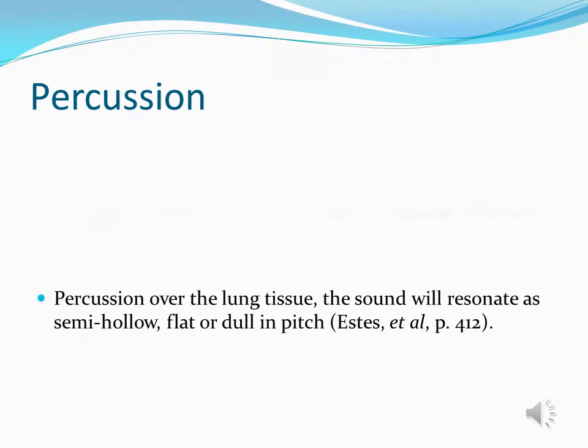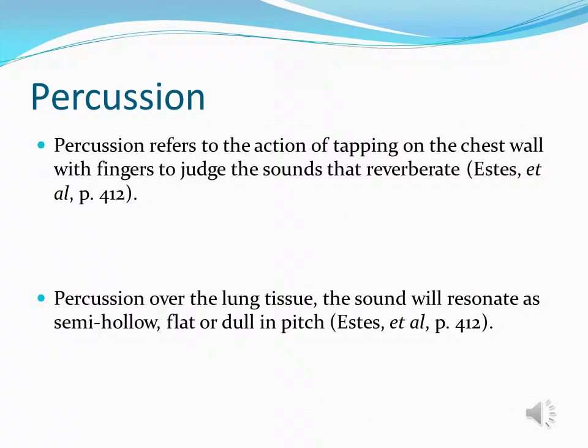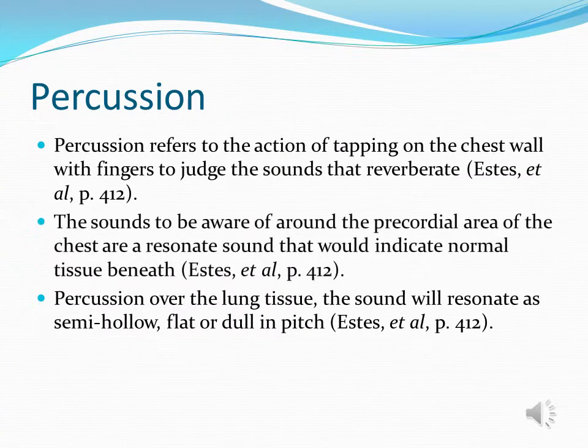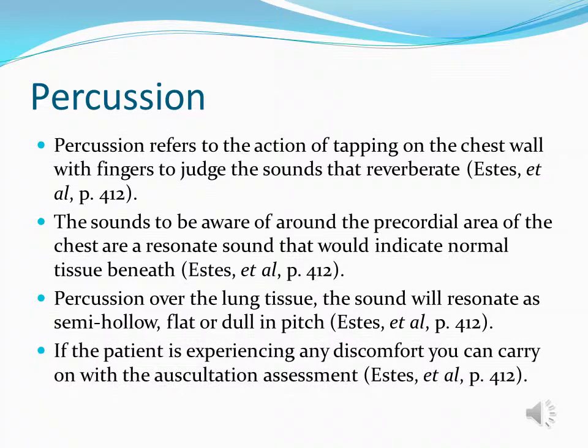Percussion. Percussion refers to the action of tapping on the chest wall with fingers to judge the sounds that reverberate. The sounds to be aware of around the precordial area of the chest are a resonant sound that would indicate normal tissue beneath. Percussion over the lung tissue, the sound will resonate as semi-hollow, flat, or dull in pitch. If the patient is experiencing any discomfort, you can carry on with the auscultation assessment.